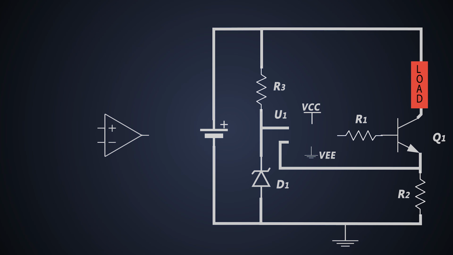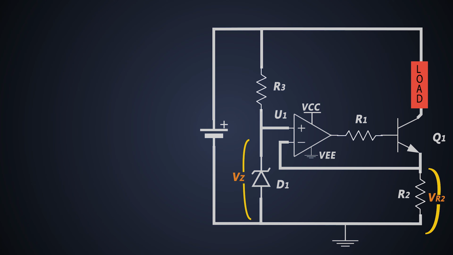Here, the OpAmp is acting as a comparator. The feedback loop of this OpAmp adjusts its output so that its inverting terminal matches the non-inverting input. The voltage drop across R2 should be proportional to the Zener voltage of the Zener diode.